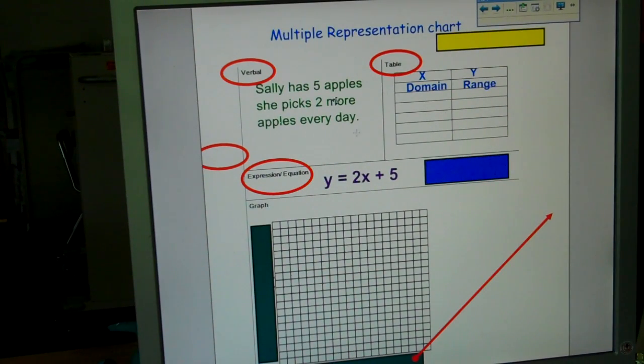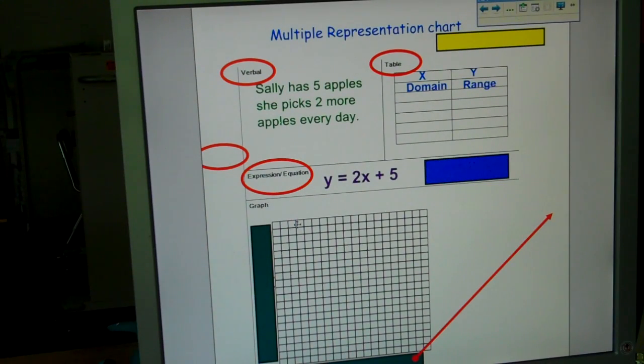That's the same thing as this. All we did was take these words and put them into numbers, using numbers, variables, an operation, and an equal sign. Which we could take this equation and put it into the table. So far, these three are all the same. They just look different. That's all.